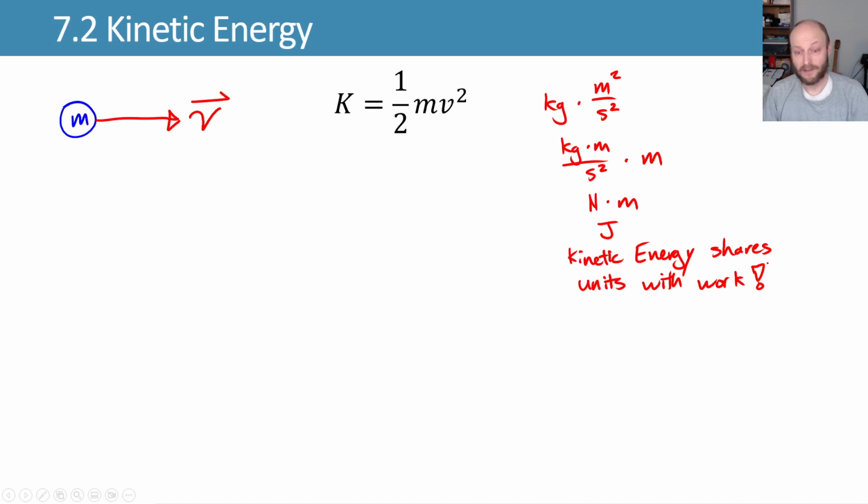And in the work energy principle, we'll look at how those are related. For now, this is a fine definition. It works well. It describes some behavior. I'll just add one more thing, how this relates to linear momentum.